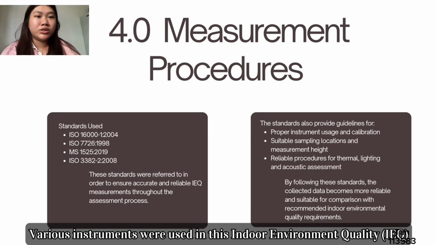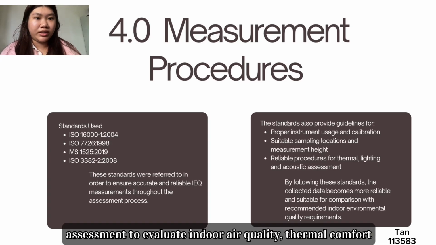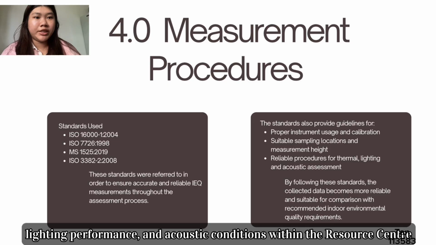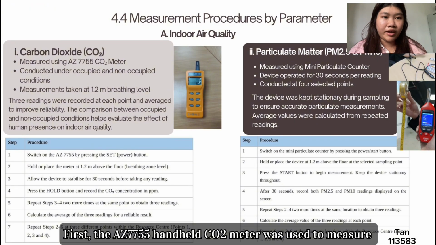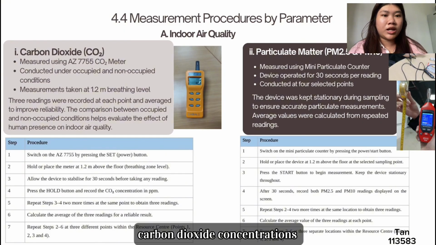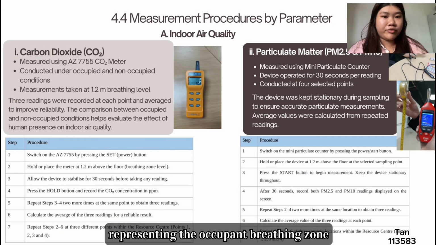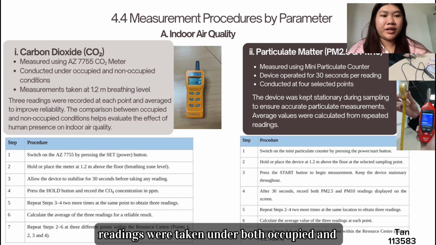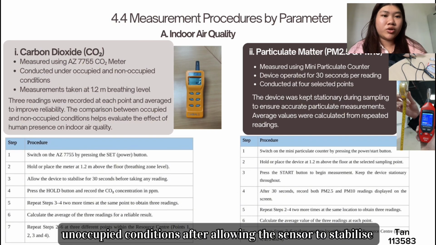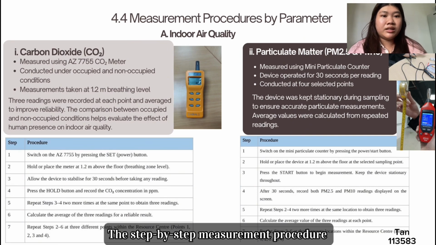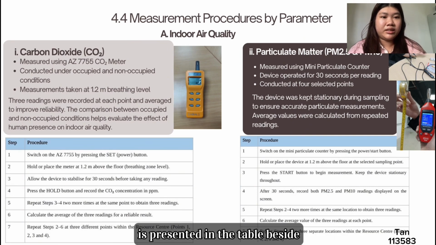Various instruments were used in the Indoor Environment Quality IEQ assessment to evaluate indoor air quality, thermal comfort, lighting performance, and acoustic condition within the Resources Center. First, the ASHRAE 7755 handheld CO2 meter was used to measure carbon dioxide concentration. The device was switched on and placed at a height of 1.2 meters, representing the occupant breathing zone. Readings were taken under both occupied and unoccupied conditions after allowing the sensor to stabilize. The step-by-step measurement procedure is presented in the table beside.